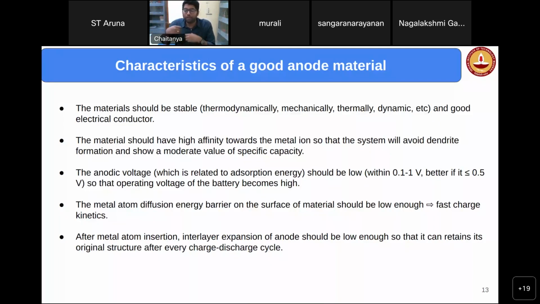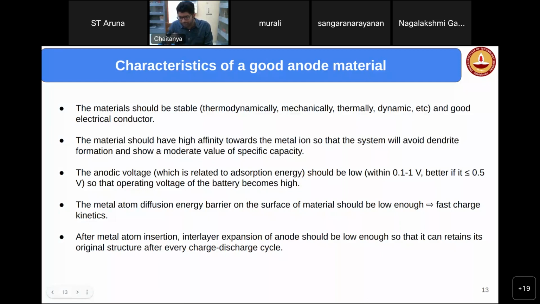So they should be ready to have fast charge or discharge kinetics, and for that you need a low diffusion barrier for the metals, for hopping from one place to the other. Finally, after inserting these metal atoms, the expansion between the layers should be very small. Otherwise, if there is a huge change in volume, the battery in a mobile phone, for example, would expand or contract just because you are charging, and that can also lead to other mechanical failures. So after the metal insertion or removal, the change in volume should be as low as possible.